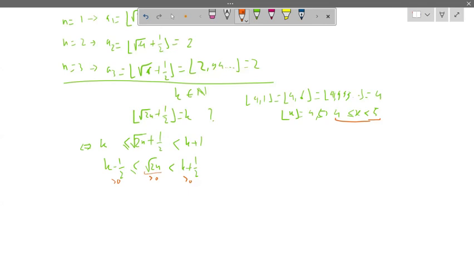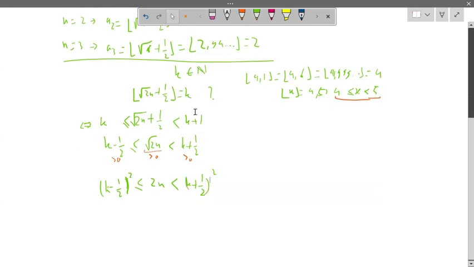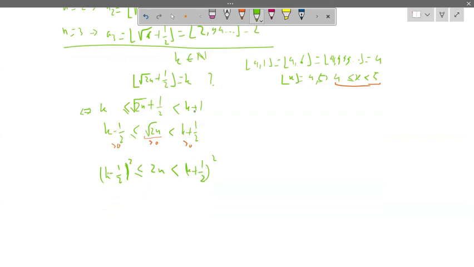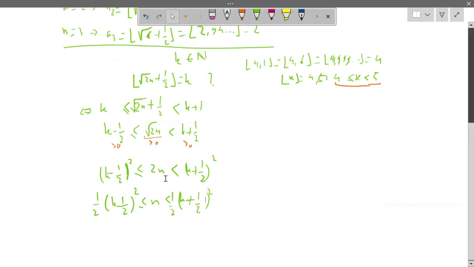we can square each side of this inequality. So we can rewrite this as k minus 1/2 squared less than or equal to 2n less than k plus 1/2 squared. We can also divide each side by 2: 1/2 times k minus 1/2 squared less than or equal to n less than 1/2 times k plus 1/2 squared. All right.